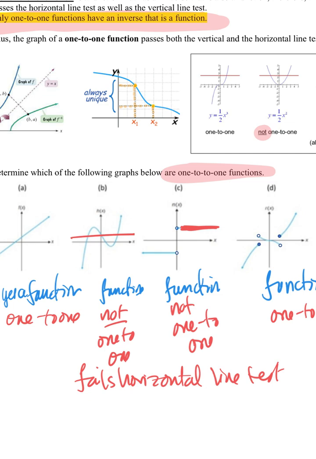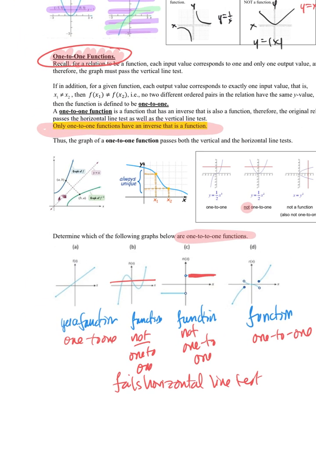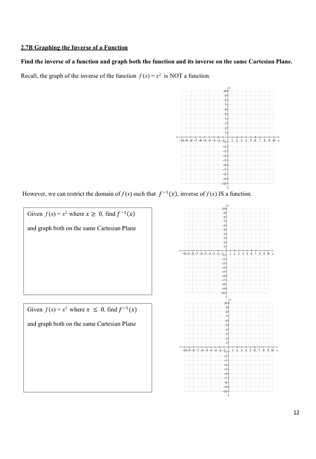So you should be able to look at graphs and immediately be able to tell me, is it a function and is its inverse a function? Is it one-to-one? And if not, why not? Doesn't pass the vertical line test or doesn't pass the horizontal line test.